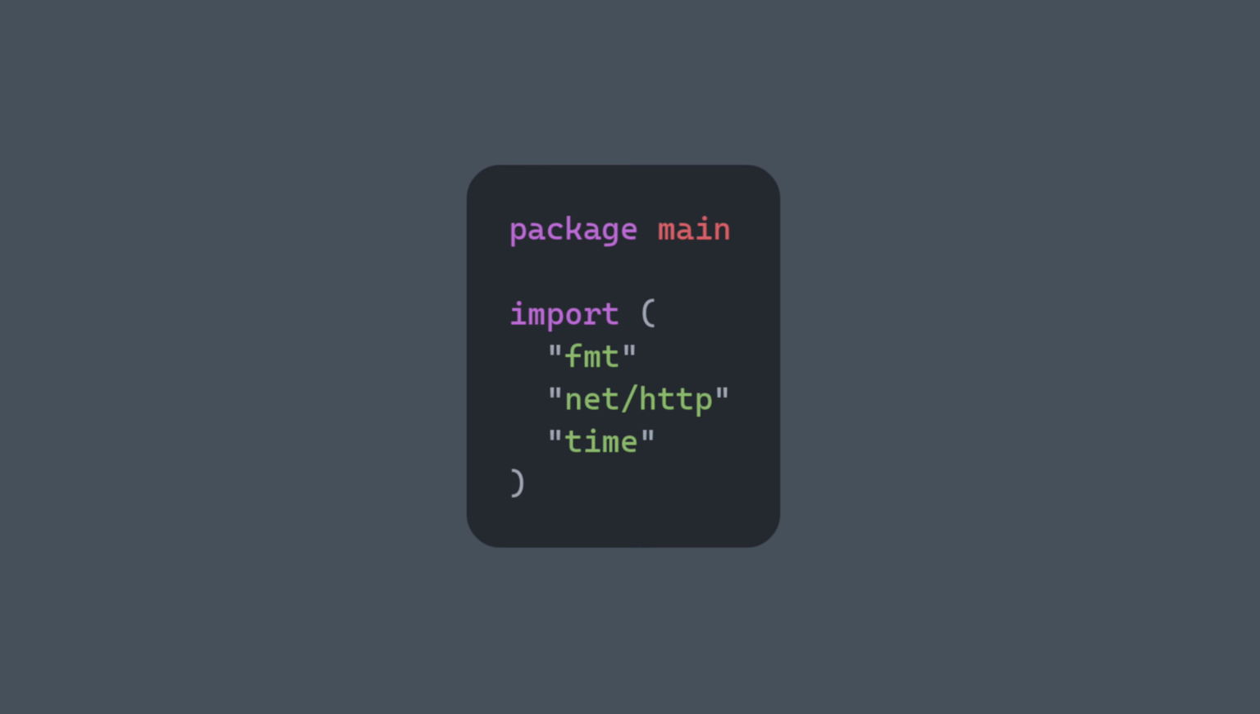To start this journey, let's print out the current server time, just like I did in VB all those years ago. Just like we do with any Go project, we start off with the package main declaration, as well as a few imports from the standard library. Here we're importing fmt, net/http, and time, like this.